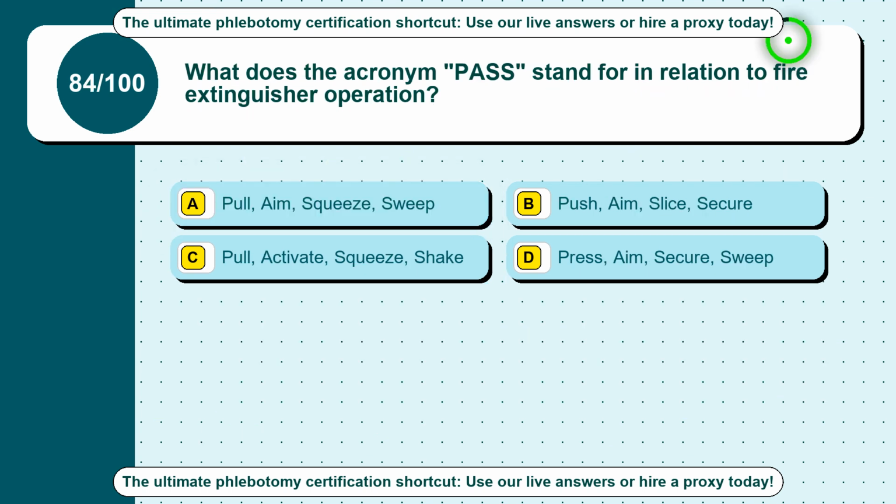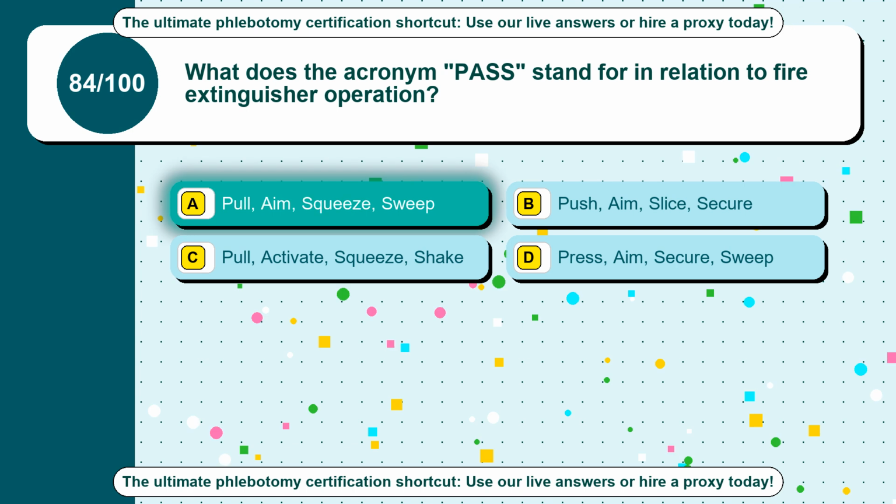Question 84. What does the acronym PASS stand for in relation to fire extinguisher operation? Option A, pull, aim, squeeze, sweep. Option B, push, aim, slice, secure. Option C, pull, activate, squeeze, shake. Option D, press, aim, secure, sweep. The correct answer is option A, pull, aim, squeeze, sweep.